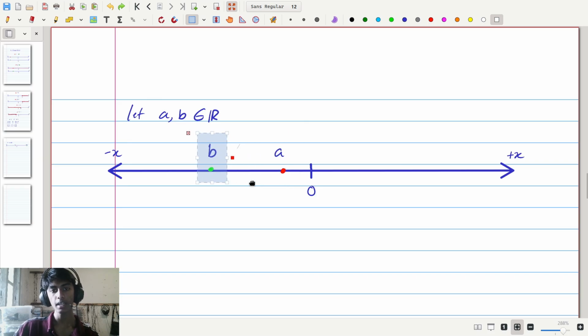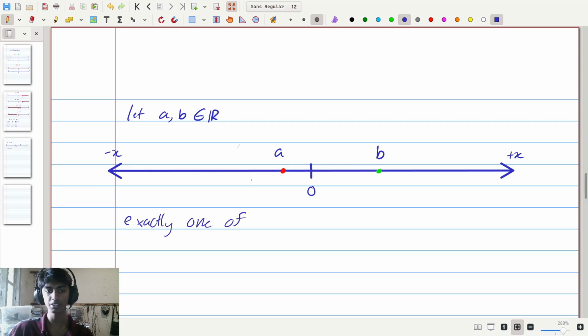Over here, A is greater than B, over here, A is less than B, and over here, A is equal to B. So, exactly one of these three statements is true. This fact, this principle, is what we call the trichotomy law. So, exactly one of the three statements, A less than B, A greater than B, and A equal to B is true. If one of these is true, the other two are false, and one of these is always true.